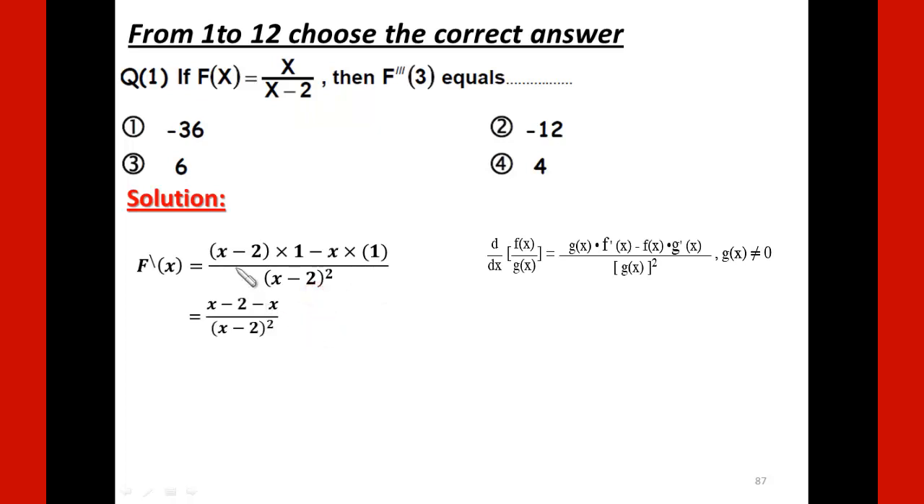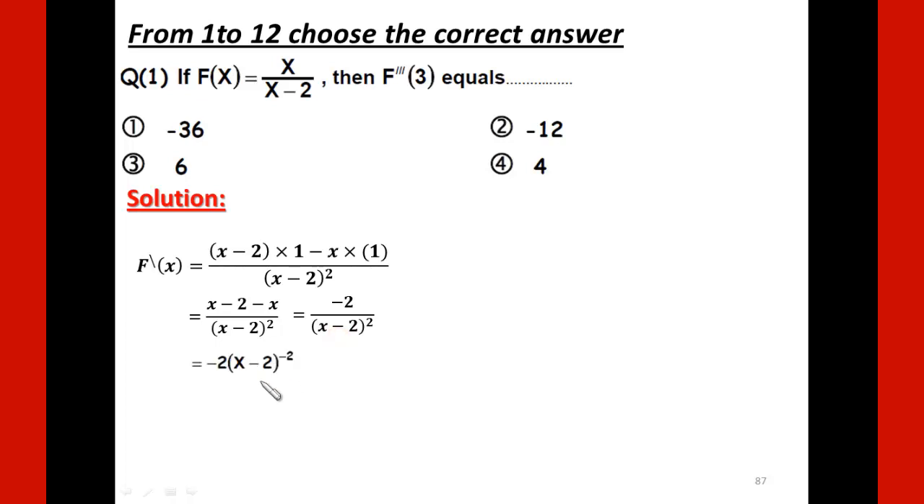And we simplify the numerator to be x minus 2 minus x. As x minus 2 multiply 1 equals x minus 2, and the negative x multiply 1 equals the negative x, all over x minus 2 all square. x minus x equals 0. And we have negative 2 in the numerator over x minus 2 all square. This is the first derivative.